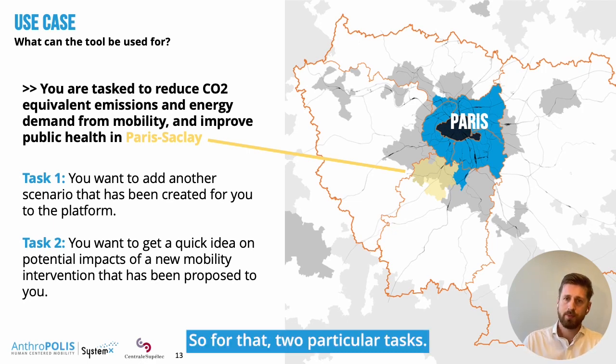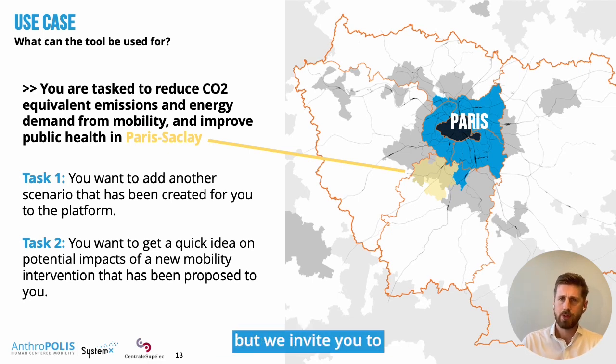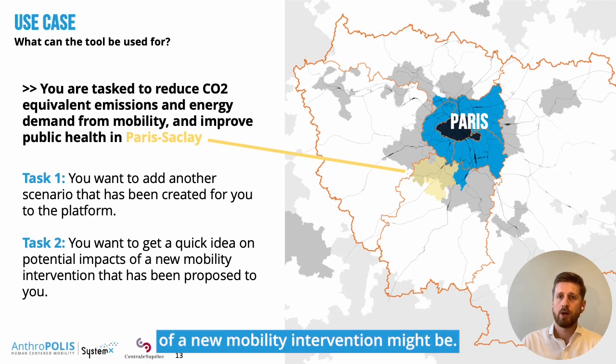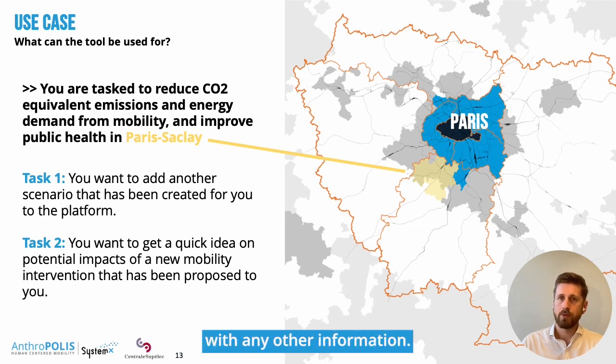So for that, two particular tasks, of course you can change whatever you wish, but we invite you to try to add a fifth scenario, and we will provide some sample information for that. And the second task is we want you to try to get an understanding of what the potential effects of a new mobility intervention might be. Again, we will provide some sample information, but you are free to use it with any other information.